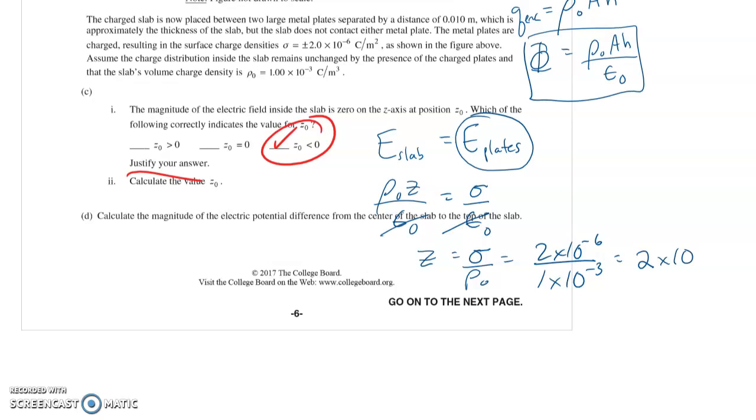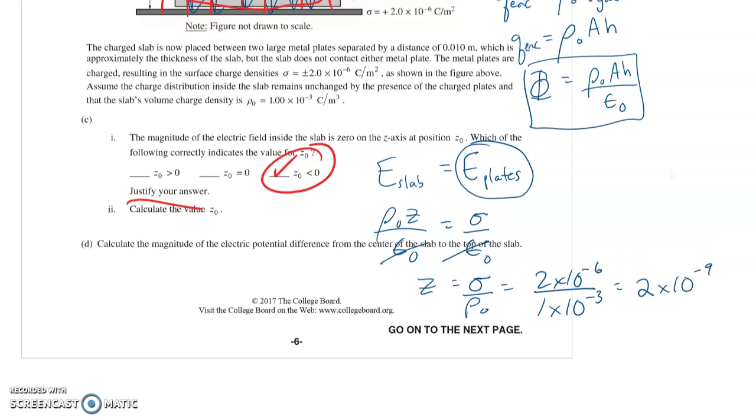And I'm doubting myself because that seems small. I feel like I made a mistake somewhere. Two times 10 to the negative 9th.